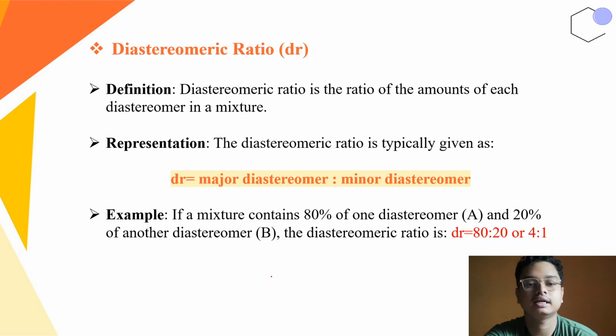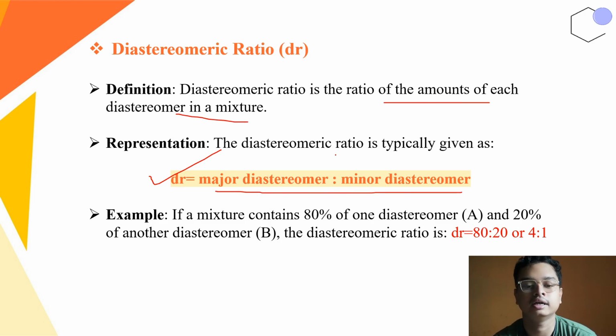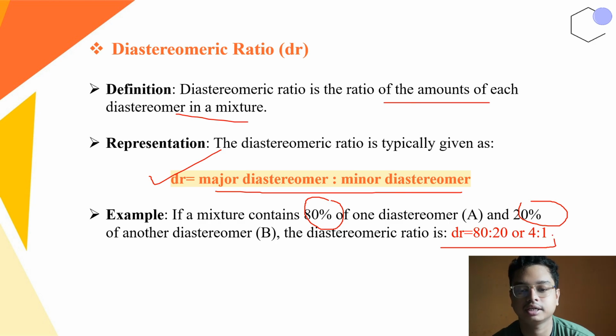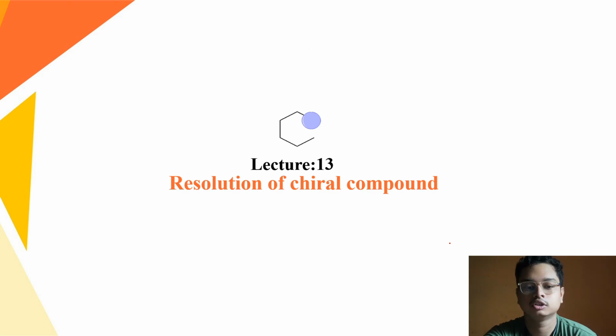Now, similarly, there is a concept of diastereomeric ratio. Diastereomeric ratio is the ratio of the amount of each diastereomer in the mixture, similar to the enantiomeric ratio. And diastereomeric ratio is typically given as dr, the major diastereomer to the minor diastereomer. Example: if a mixture contains 80% of diastereomer A and 20% of another diastereomer, the diastereomeric ratio is 80:20 or 4:1. So I hope this particular lecture is clear to you.